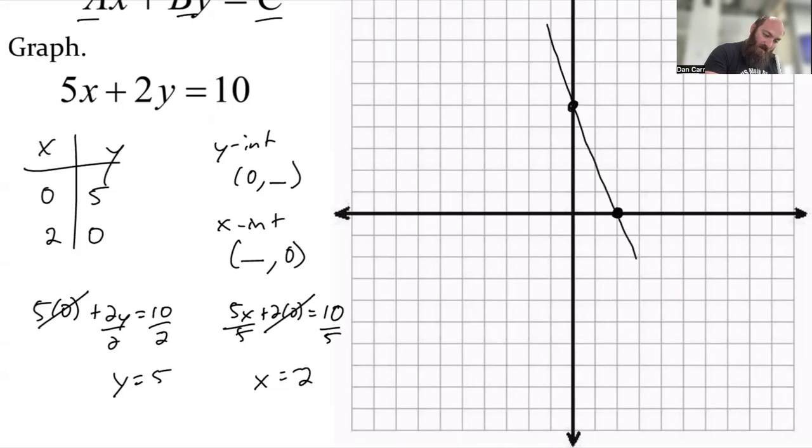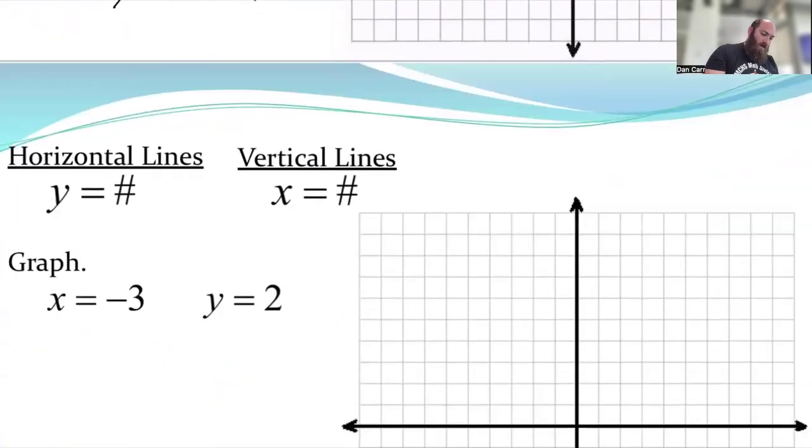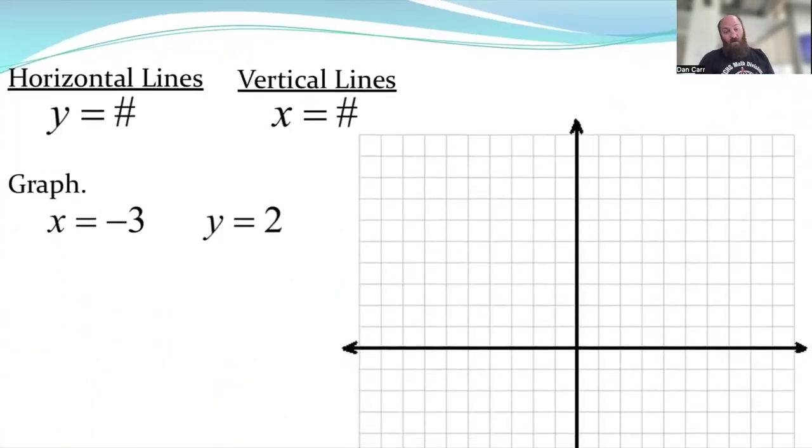This is going to be the same thing if we first transformed it. Okay. We can also do some horizontal and vertical lines. Horizontal lines are always y equals a number, vertical is x equals a number.